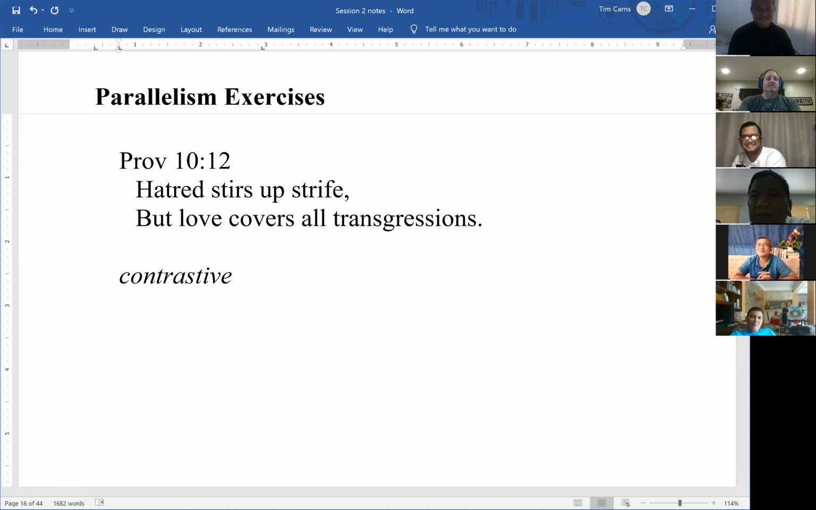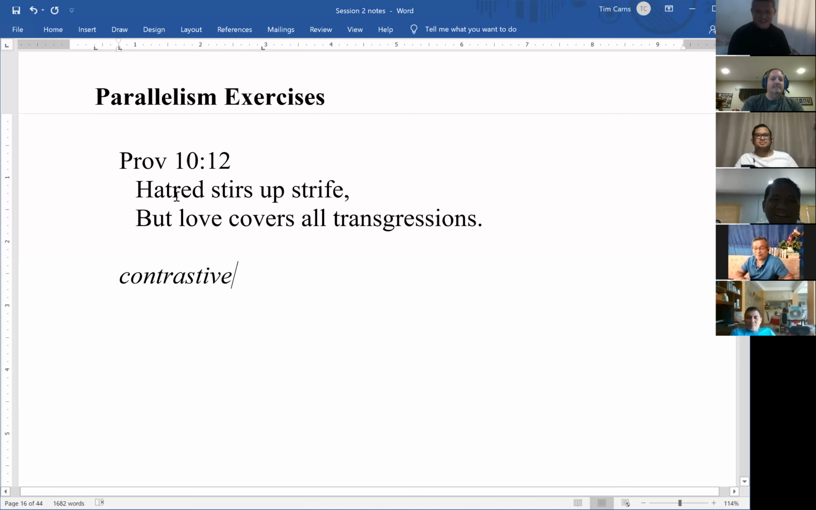Contrastive. Notice in this proverb, notice the subject, hatred versus love. See that? So we have hatred, love, and then we have hatred stirs up strife. Love covers all transgressions. So that's a contrasting statement about hatred and love. And then, of course, we have the word "but." That helps us out, too. All right? Contrastive. Okay, good.